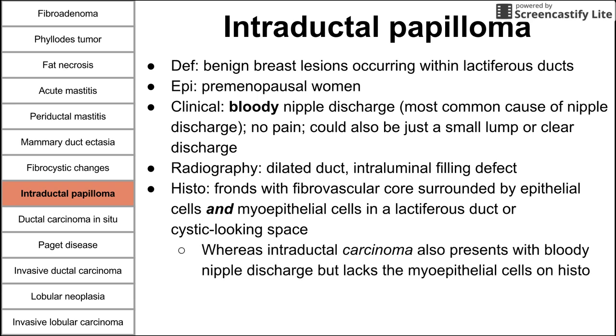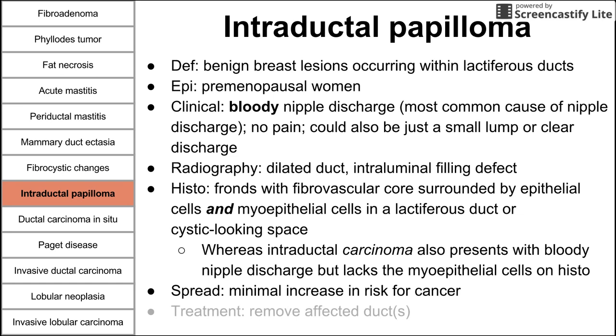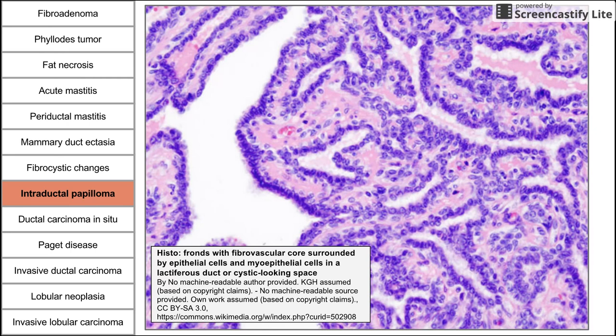So if we do have bloody nipple discharge, we do want to look for both the epithelial and the myoepithelial cells on histology. We can do stains for those, and that reassures us that it's a benign condition. So there's a minimal risk for cancer here. Treatment is to remove the affected ducts in intraductal papilloma.